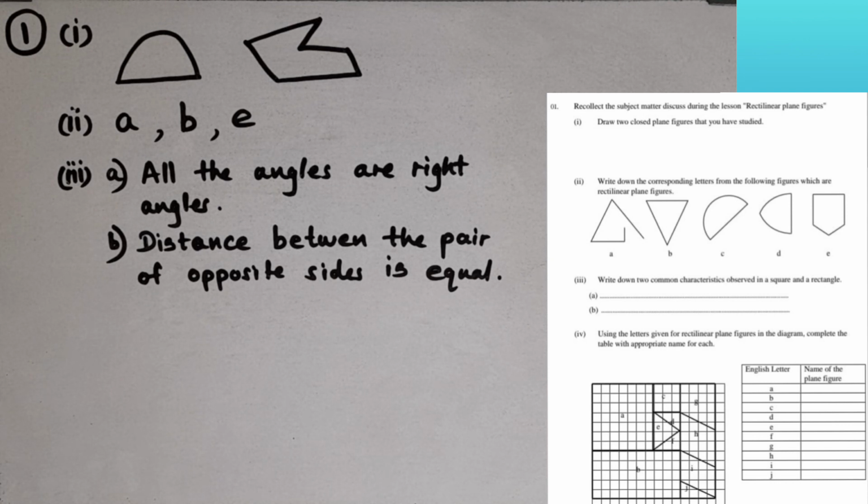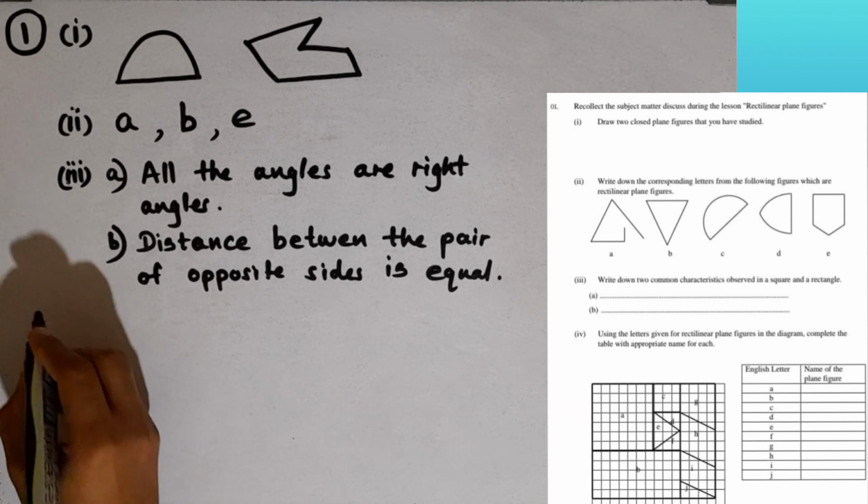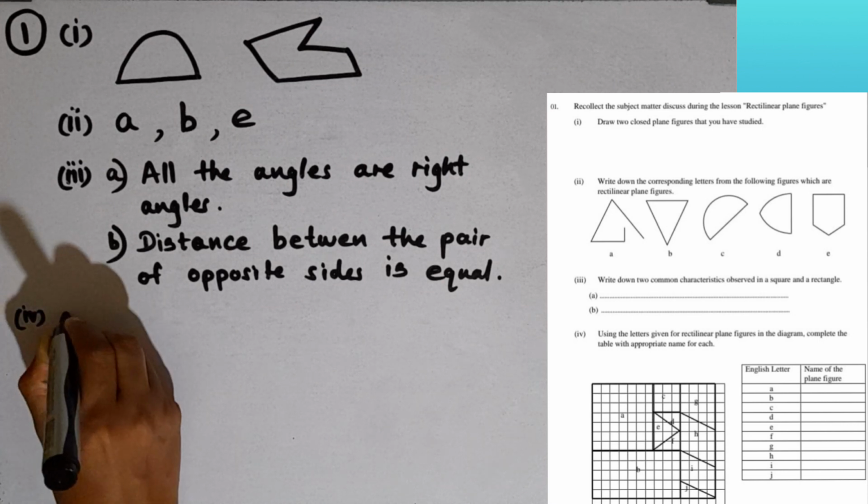Then fourth part here, using the letters given for rectilinear plane figures in the diagram, complete the table with appropriate name for each. We are given the plane figures. We have named the plane figures from A to J. Then we have to write the appropriate name here. A. We can count the number of squares in column and in row. We have 7 rows in each. So A is a square. We can write A, A is a square.